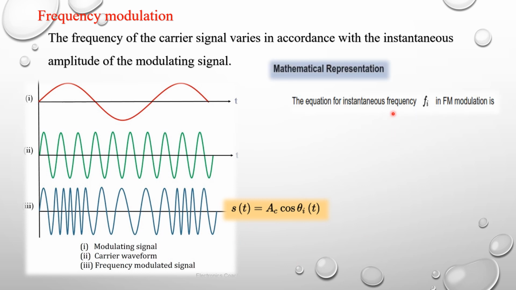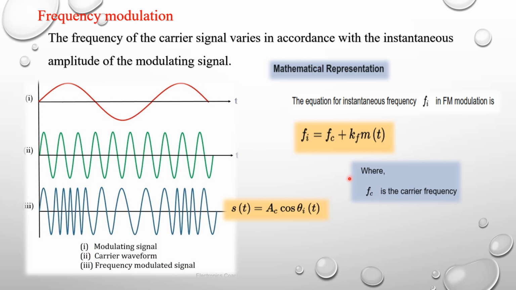The equation of the instantaneous frequency fi in an FM modulated wave is fi equal to fc plus Kf into m(t). So this is the instantaneous frequency equation, where fc is the carrier frequency, Kf is the frequency sensitivity factor, and m(t) is the message signal.